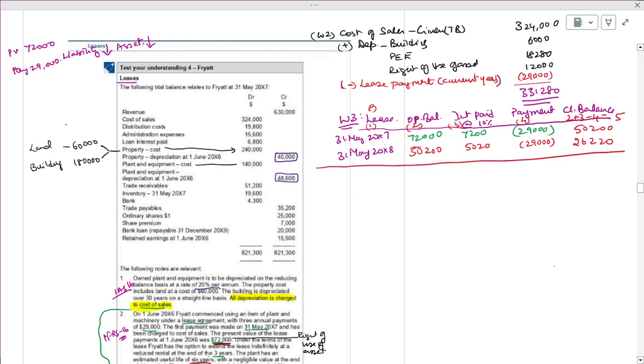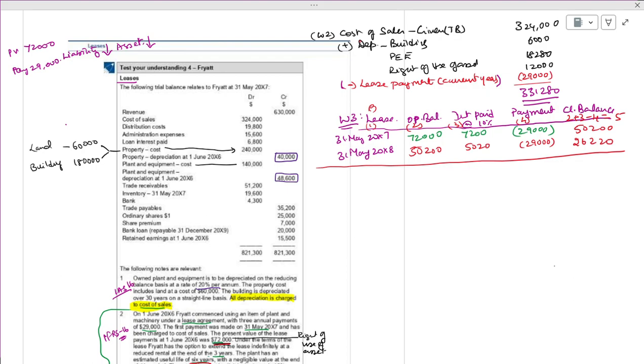Cost, right? Yes, sir. It's amortized cost, the closing balance. Closing balance is the same as amortized cost. No problem. Are you clear about this? Yes, doctor. Now we have done all of it. Nothing is left.